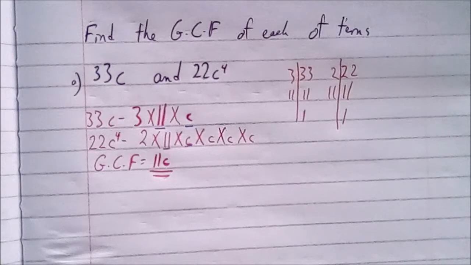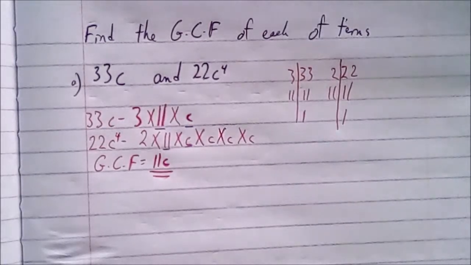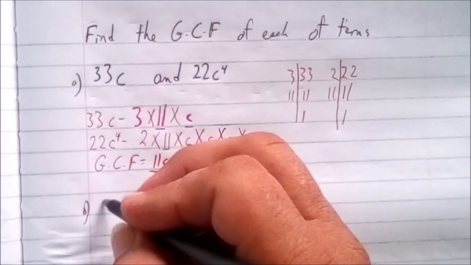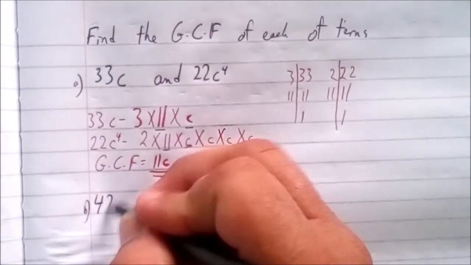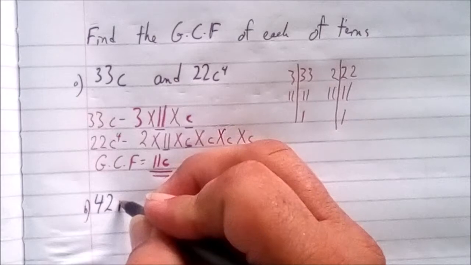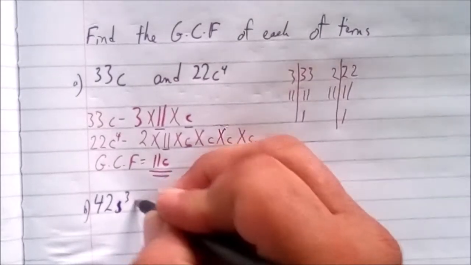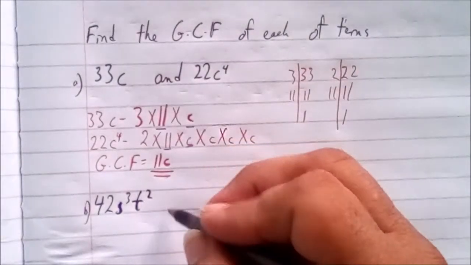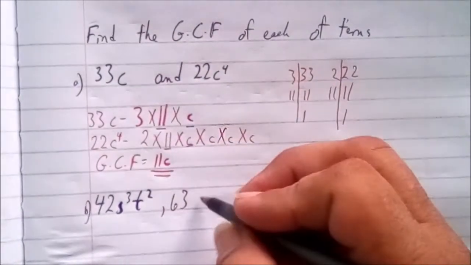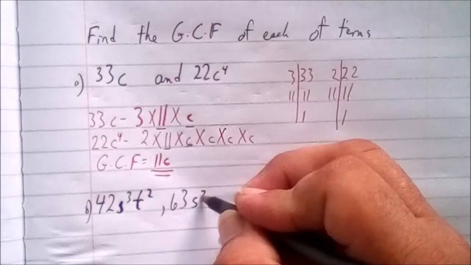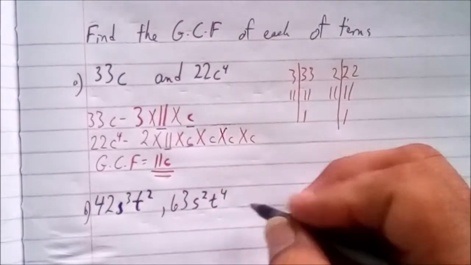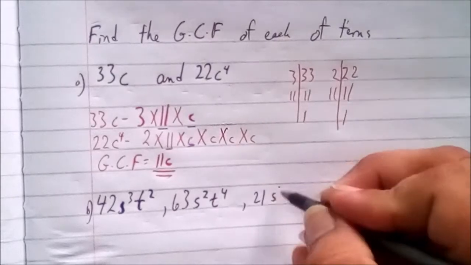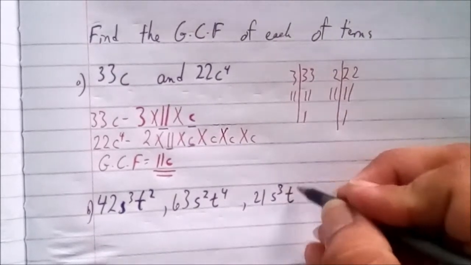Okay, let's go for our next one. We now have, say, b, and I give you 42 s to the third power, t to the second power, 63 s to the second power, t to the fourth power, and 21 s to the third power, t to the third power.